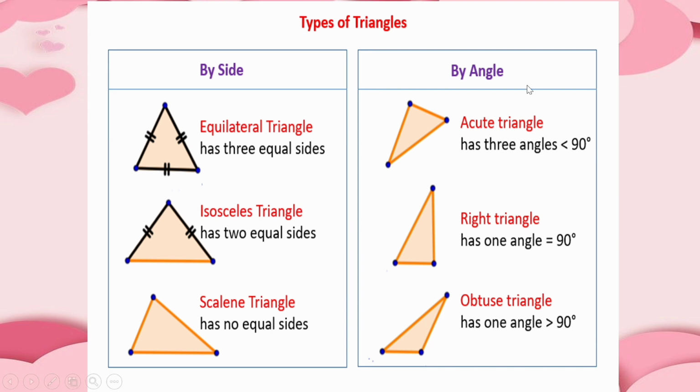So these are the types of triangles that you need to know, alright, according to its side or by side and by angle. So if it's by side, equilateral triangle, isosceles triangle, scalene triangle, and if it's by angle, acute triangle, right triangle, and obtuse triangle.